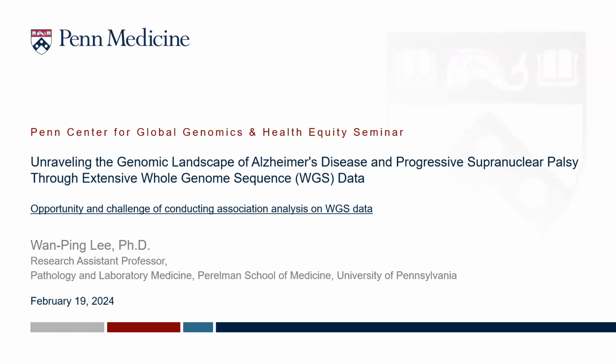Dr. Wan-Ping Lee holds the position of Research Assistant Professor in Pathology and Laboratory Medicine at the Perelman School of Medicine, University of Pennsylvania. Concurrently, she serves as the Associate Director of IT at the National Institute on Aging Genetics of Alzheimer's Disease Data Storage Site, and is the co-chair of the Alzheimer's Disease Sequencing Project Structural Variants Working Group.